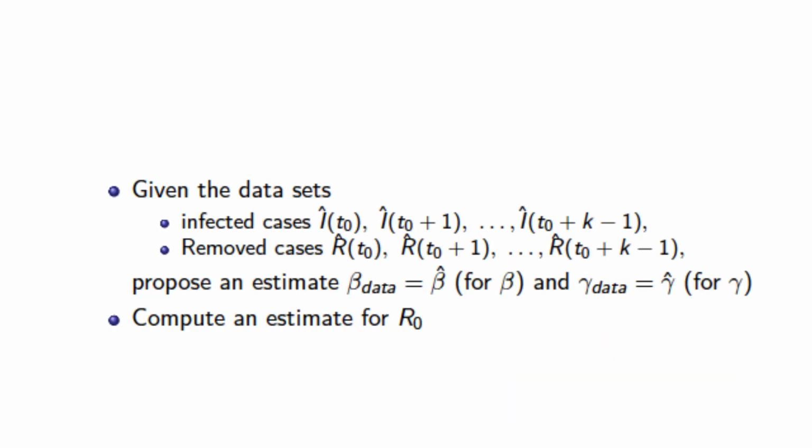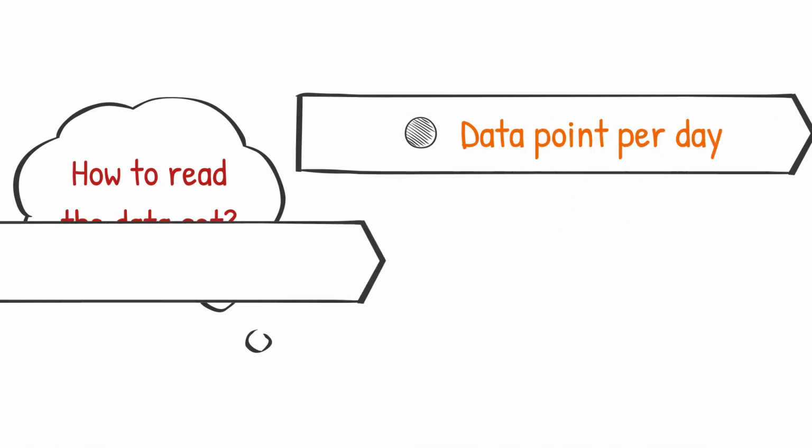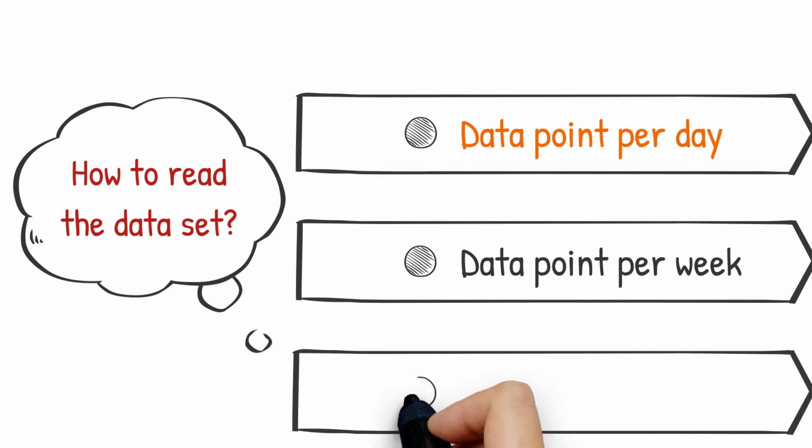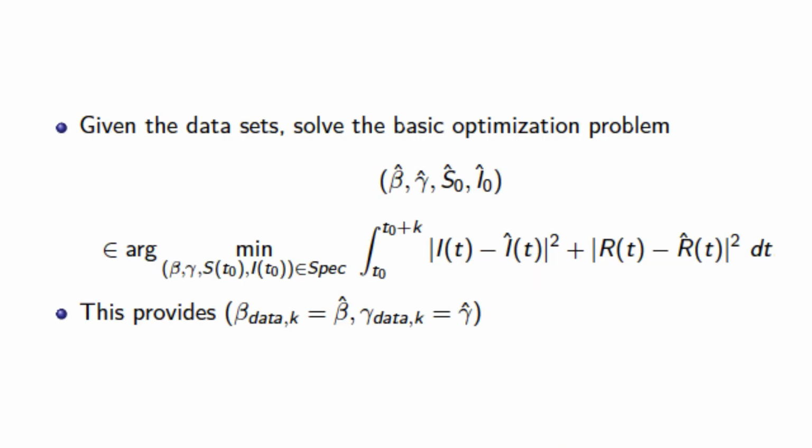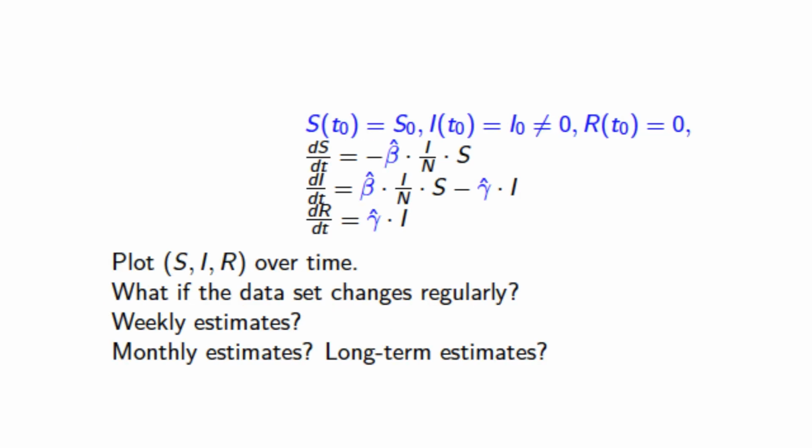One way to estimate R naught is from the data. How to read the data sets. Data point per day. Cumulated data point per week. Cumulated data point per month. From the moving average data set, we solve a basic optimization problem to learn the parameters beta and gamma. At this point, a basic machine learning tool can be used too. From the learned beta and gamma, we build data-driven dynamics. Here the SIR becomes a data-driven SIR.